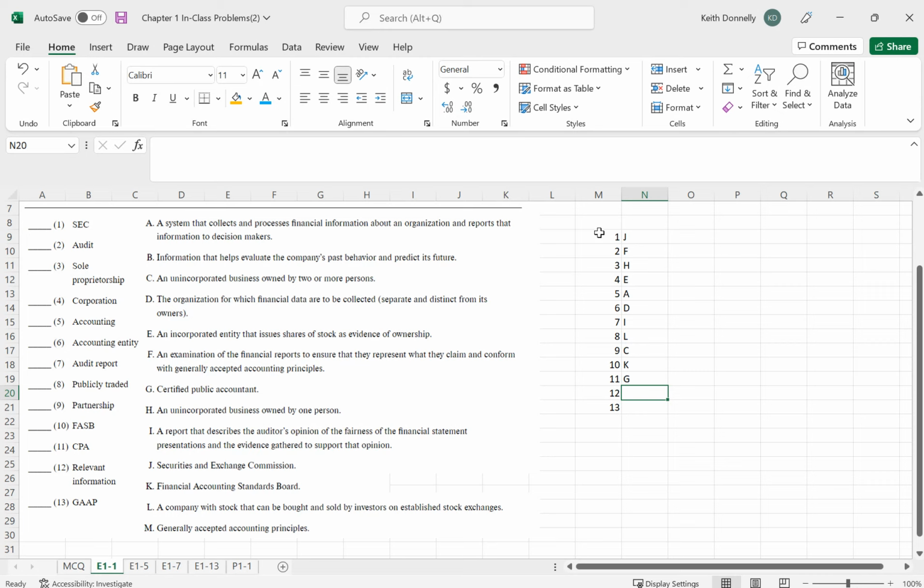12, relevant information. This is going to be B. It's basically information we use to help make decisions about the company, whether we want to invest or not. And then 13 here is going to be M in that case. In other words, GAAP is generally accepted accounting principles. So this is just a matching thing.